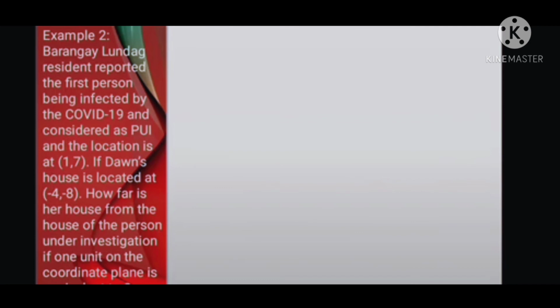A Barangay Lundag resident reported the first person being infected with COVID-19 and considered as PUI, and the location is at (1, 7). If Dawn's house is located at (negative 4, negative 8), how far is her house from the house of the person under investigation? If one unit on the coordinate plane is 2 kilometers. For the solution, let x sub 1 is equal to 1, y sub 1 is equal to 7, x sub 2 is equal to negative 4, and y sub 2 is negative 8.